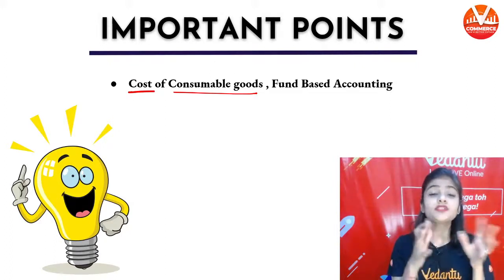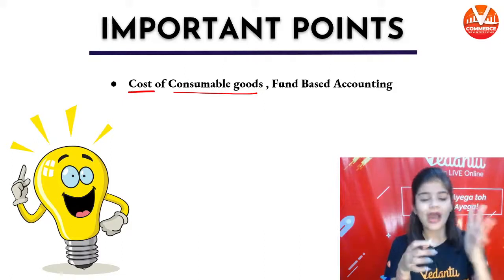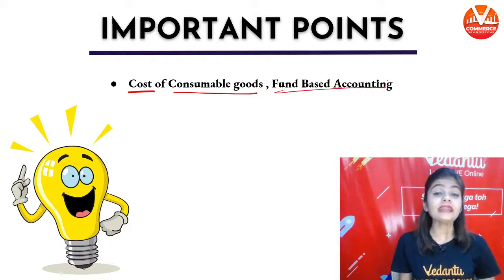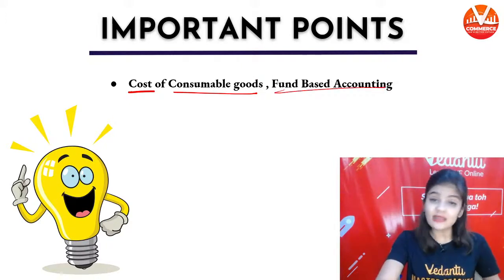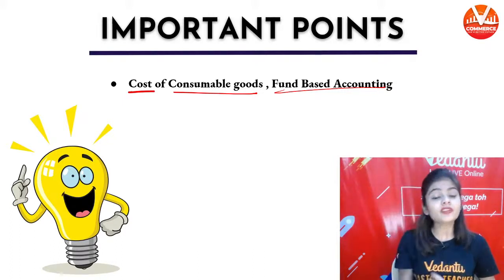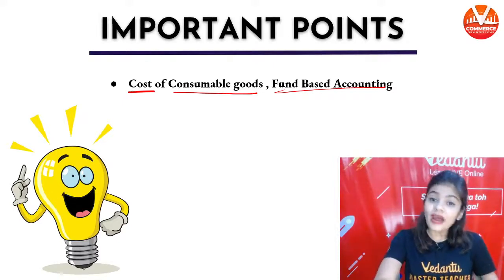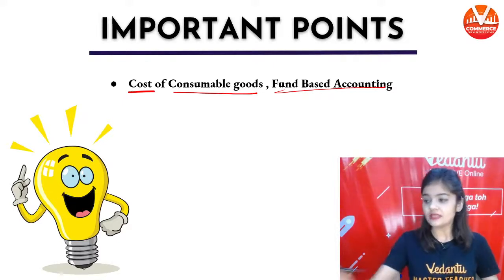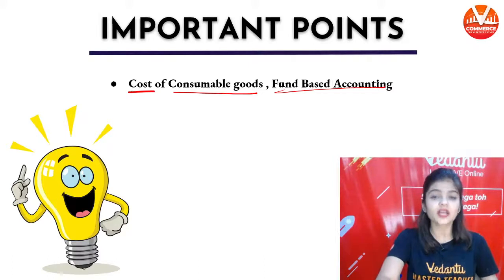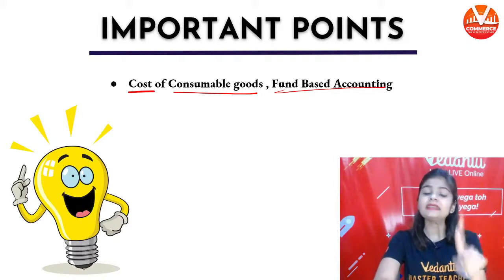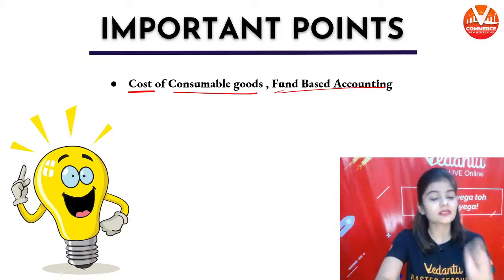So, cost of consumable item, what is the treatment? You have to do that one topic because that is important. And second topic is fund-based accounting. This is very important. One question for 3 to 4 marks can come from this topic. So fund-based accounting and cost of consumable item. These are the first 2 topics that we have to focus on in the first day. पहले दिन हम ये 2 टॉपिक करेंगे, cost of consumable item and fund-based accounting.